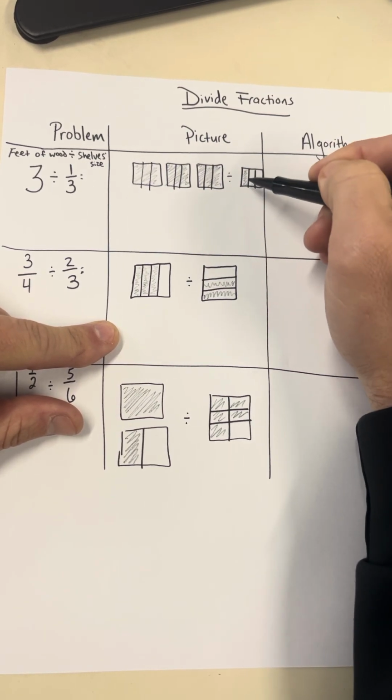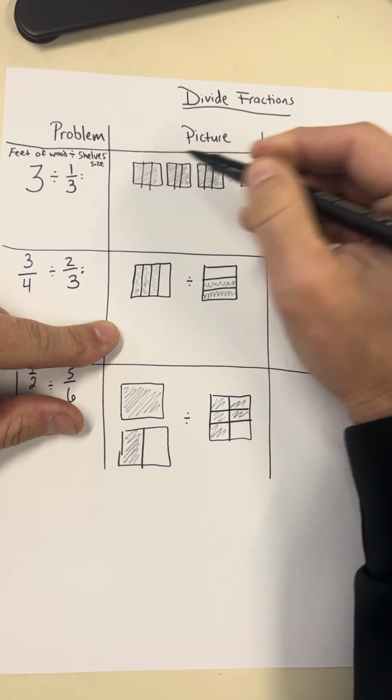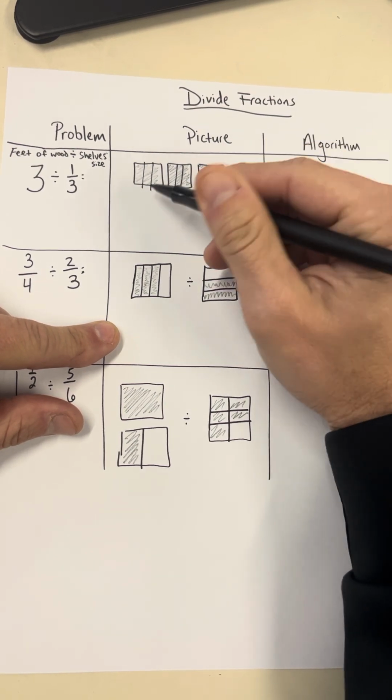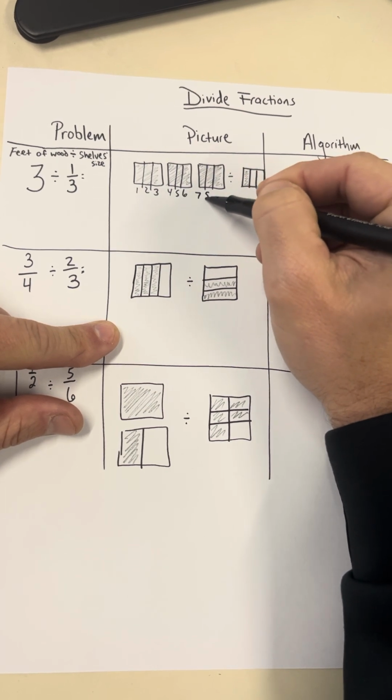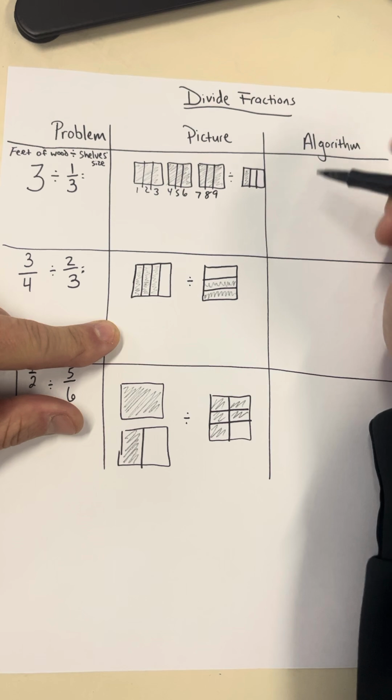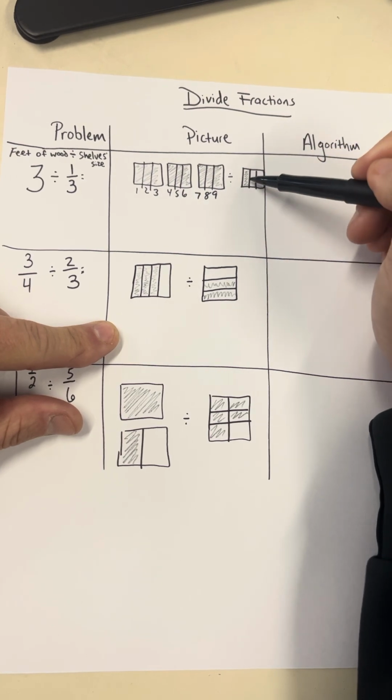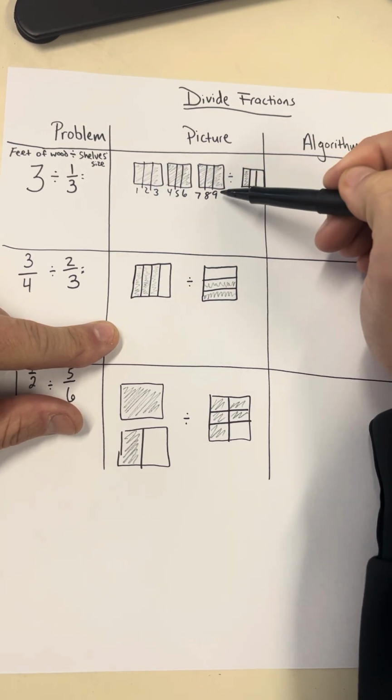And now I ask myself, how many of these 1/3 pieces can I get out of all of these? Well, I can actually get 1, 2, 3, 4, 5, 6, 7, 8, 9 shelves. If I had 3 feet of wood and each shelf needed this much, I could get 9 shelves from it.